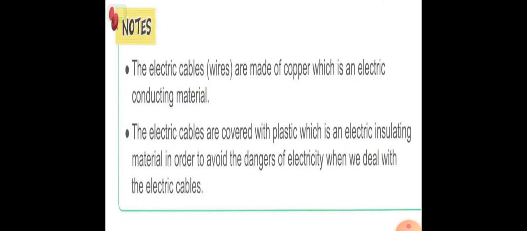The electric cables or wires are made of copper, which is an electric conducting material. The electric cables are covered with plastic, which is an electric insulating material. Why? In order to avoid the dangers of electricity when we deal with the electric cables. Any wire is made of copper and covered with plastic to avoid any danger of electricity when you touch it.